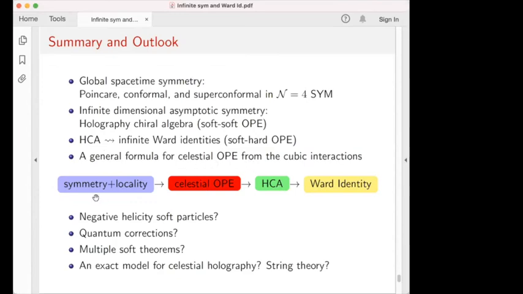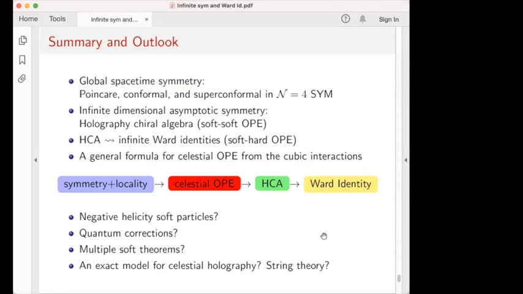The content can be nicely summarized here. Starting from symmetry and locality, we can derive the celestial operator product expansion. And then by focusing on the soft sector, I derived the infinite dimensional symmetry algebra, the holographic chiral algebra. And furthermore, the corresponding infinite Ward identities. So these infinite Ward identities are just equivalent to the infinite soft theorems in scattering amplitudes.